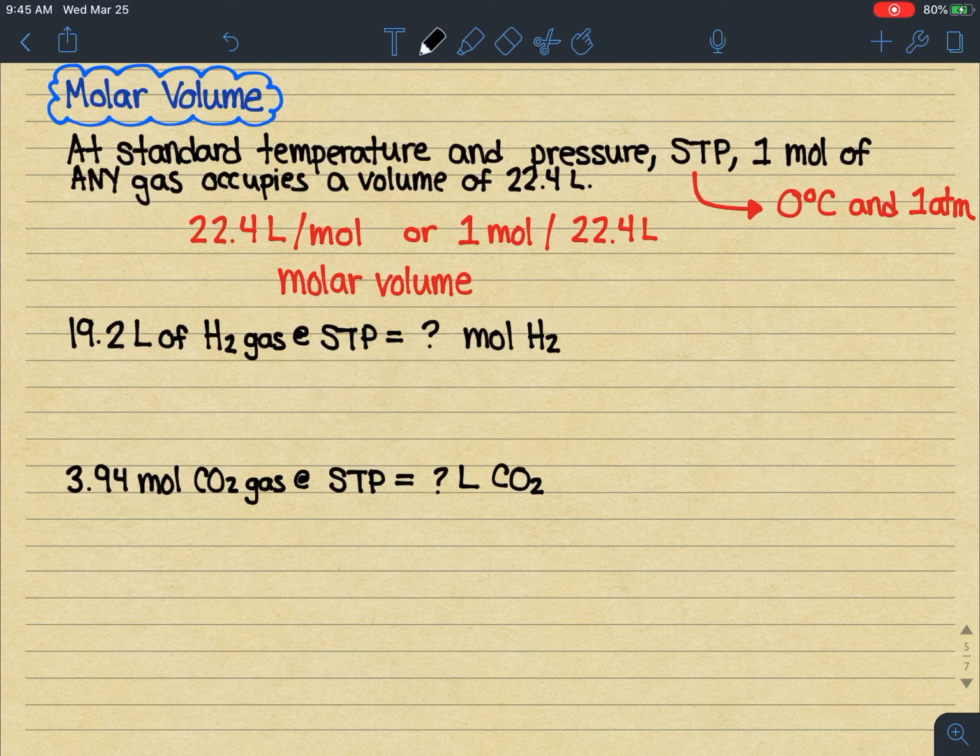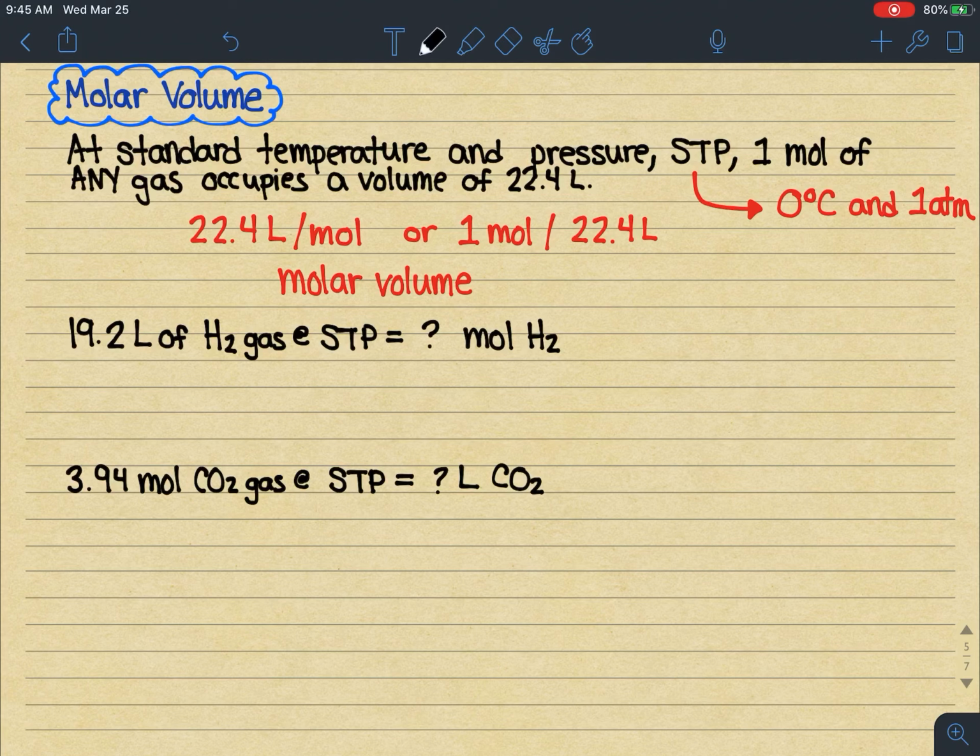When working with gases, we can actually create additional conversion factors. Some important information for you to know is that at standard temperature and pressure, which is called STP, that occurs at 0 degrees Celsius and 1 atmospheric pressure, so ATM. 1 mole of any gas occupies a volume of 22.4 liters.